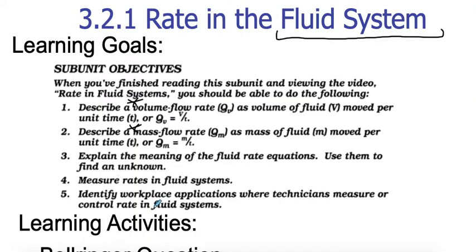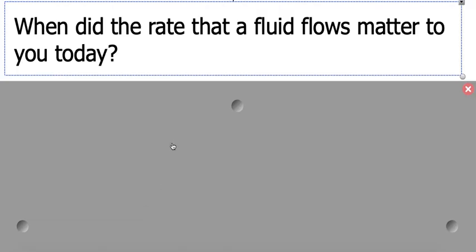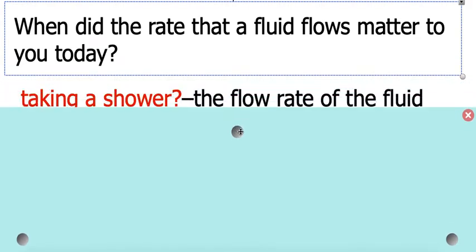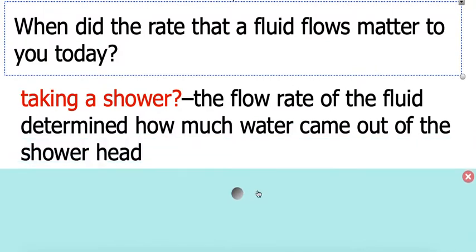So let's look at what flow rate is again here. Why did the rate of a fluid matter to you today? Think about something that you may have done or used today that made flow rate important to you. So first thing that comes to my mind is a faucet. We have liquid moving in our house. Another time might be a shower. So the flow rate of the fluid determined how much water came out of the shower head at one time. You don't want to be getting blasted by water in your shower.